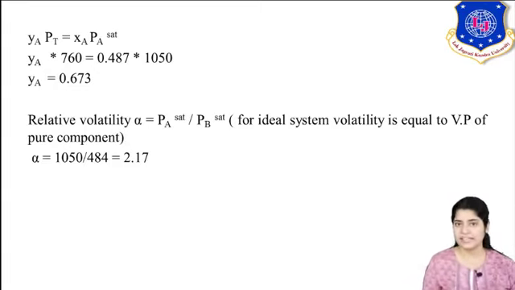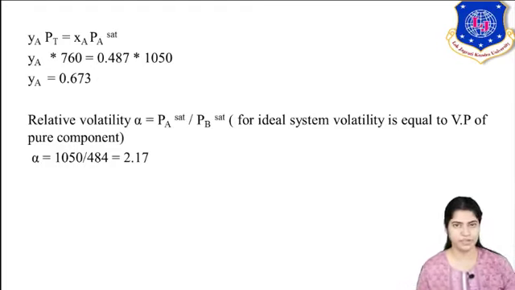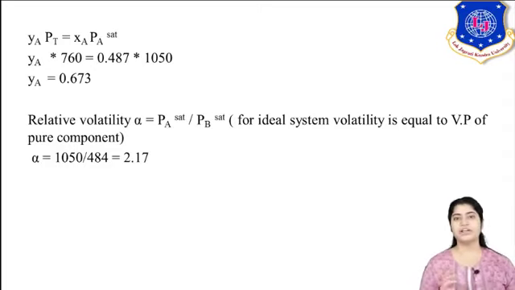Okay, for ideal system, note down and learn it. For ideal system, volatility is equal to vapor pressure of pure component. Hence, alpha, your relative volatility, is what? 2.17. So this was one of the simplest questions which can be asked related to Raoult's law.